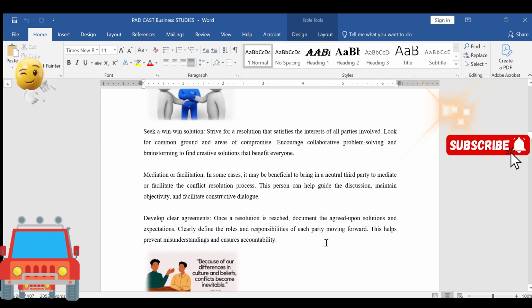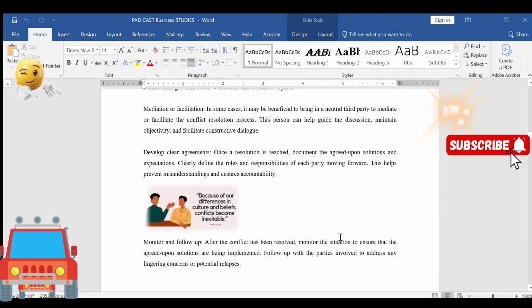Seek a win-win solution. Strive for a solution that satisfies the interests of all parties involved. Look for common ground and areas of compromise. Encourage collaboration, problem solving, and brainstorming to find creative solutions that benefit everyone.